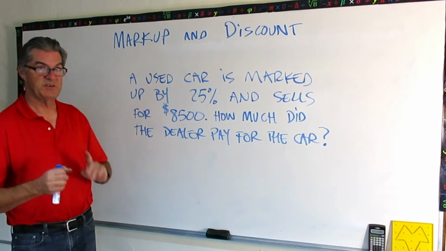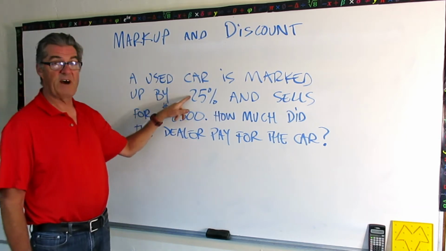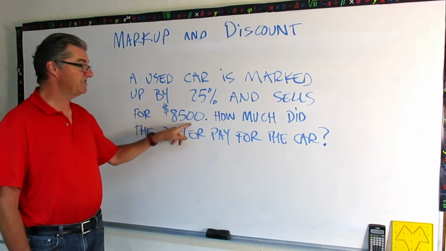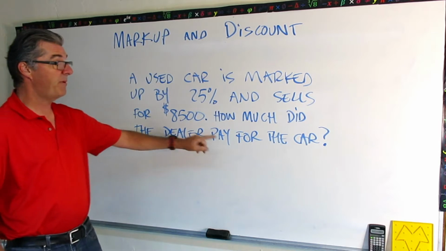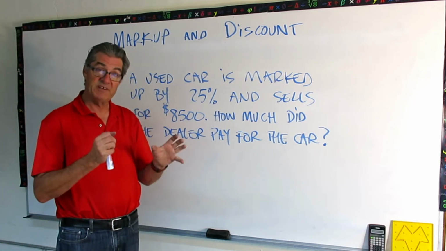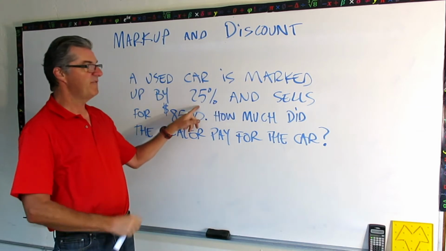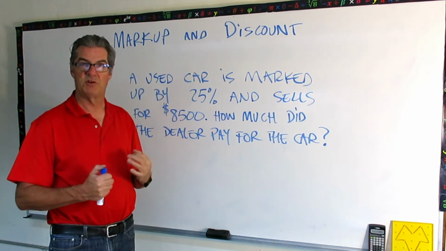Okay, let's do a different type of a problem with markup. This time, our situation is this. A used car is marked up by 25% and sells for $8,500. So that's the selling price. What we're asking for is how much did the dealer pay for the car? So there's a price out there that he paid or she paid. Mark that price up by 25% and it's sold for $8,500. So we need to find the original price.